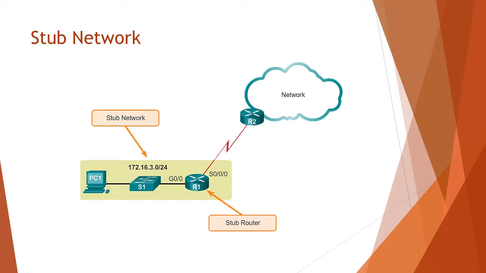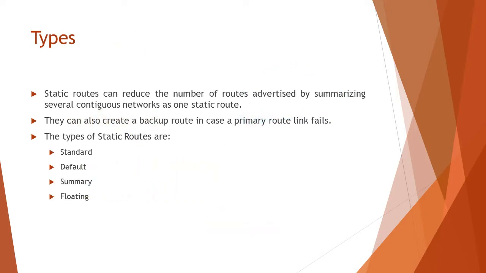This is an example of a stub network, where router 1 has only one way to reach others. This means that the address 172.16.30.24 is a stub network and router 1 is a stub router. Static routes can reduce the number of routes advertised by summarizing several contiguous networks as one static route. They can also create a backup route in case a primary route link fails.